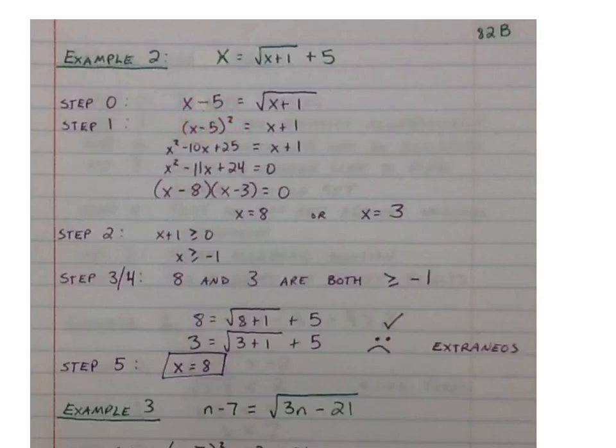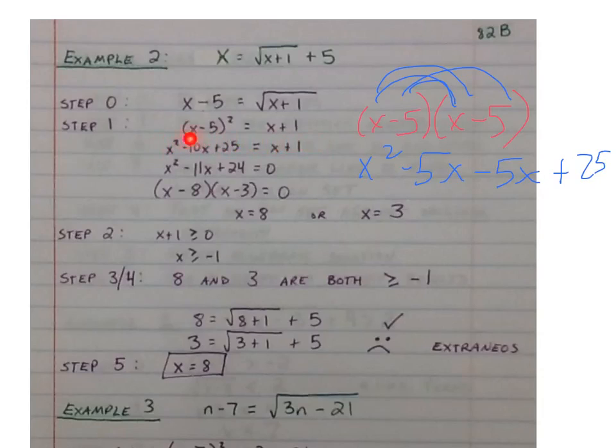If we square x minus 5, we have x minus 5 times x minus 5, and we want to FOIL that. So x squared minus 5x minus 5x plus 25. And that's what we have here, x squared minus 10x plus 25.